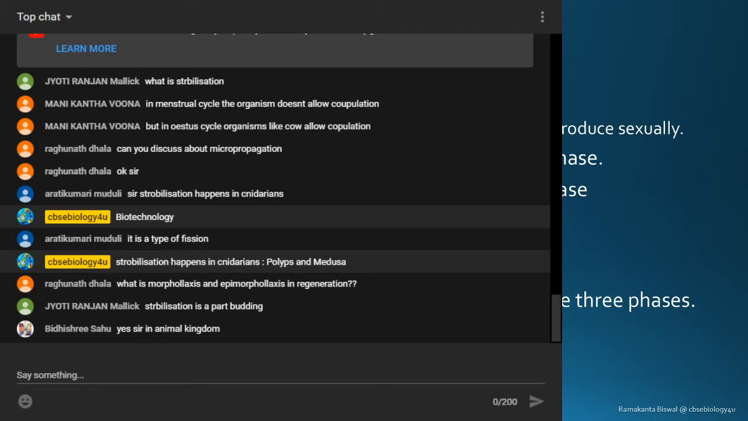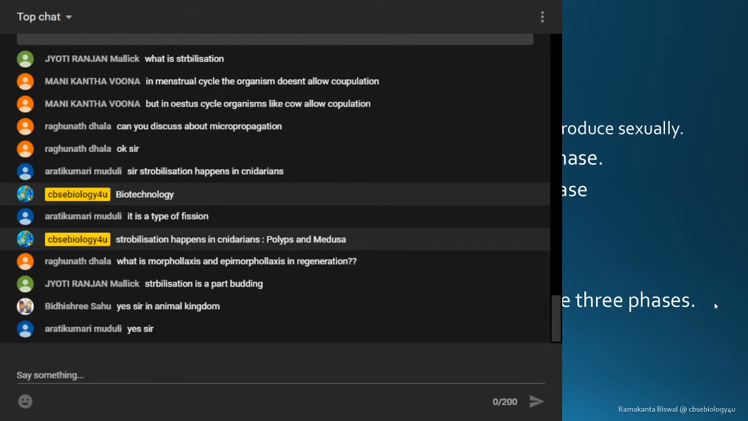No, that is actually the polyp forming medusa. That is only called the stabilization. Okay. Yes, animal kingdom. That is what we had learned about it.